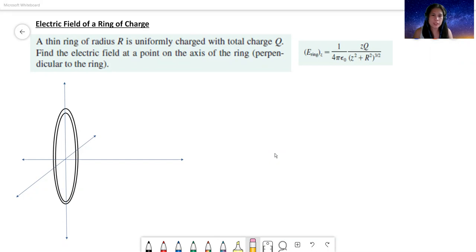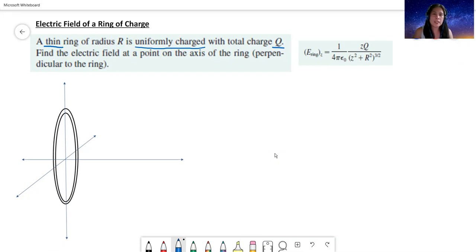Okay, so take note of the idealizations that are done in the problem. So you have a thin ring, and then the charge of the ring is uniformly charged, and then the total charge is Q. So what are the implications for this?